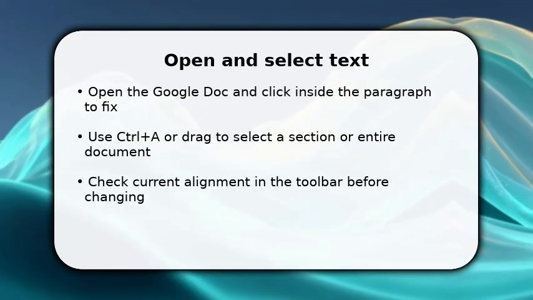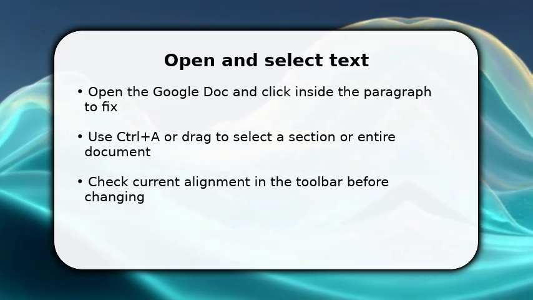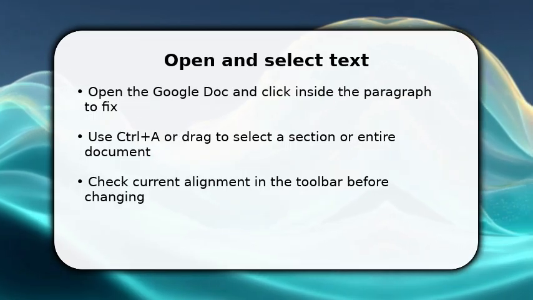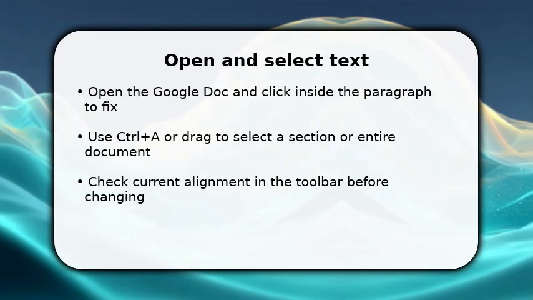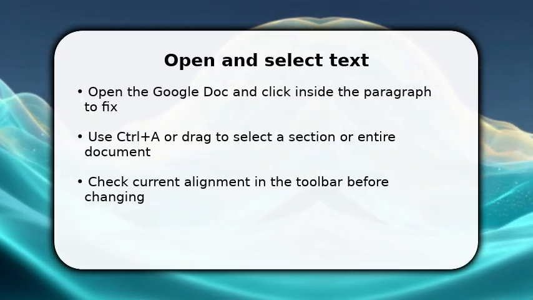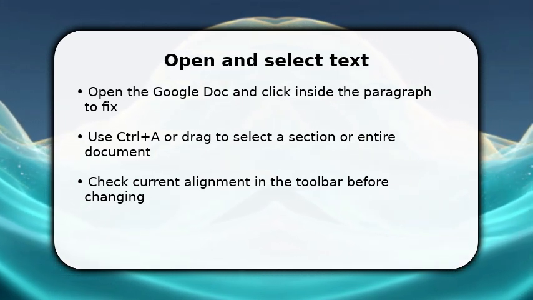If you have mixed alignments, select contiguous paragraphs together so spacing and tab stops apply consistently. Make sure useful hidden characters, line breaks, or manual tabs are visible. They often create uneven justification. This first action sets a clean baseline for the fixes that follow.